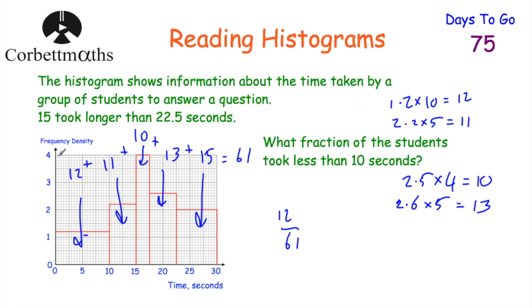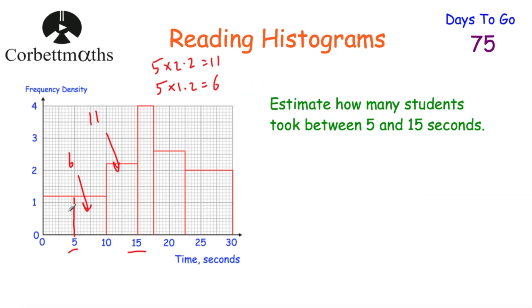And if you think back, we had 12 for the whole thing, so half of that would be 6. What I did was work out the class width for the bit we wanted, this strip here, and we did 5 multiplied by 1.2, which is equal to 6. So 6 there and 11 there. Altogether, 6 plus 11 is equal to 17. Our estimate would be 17 students.